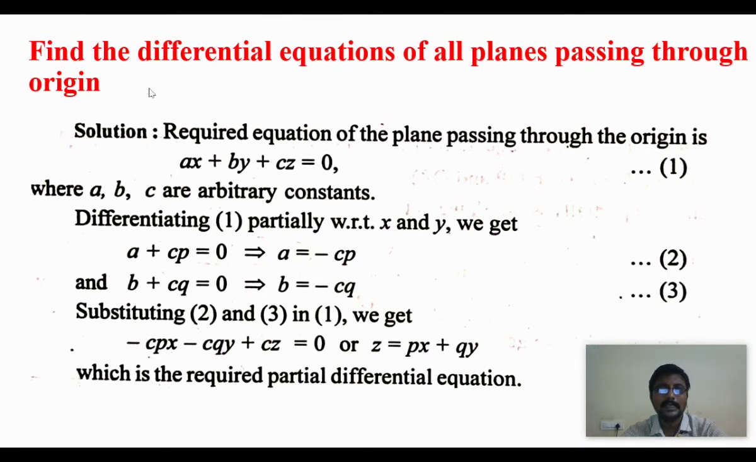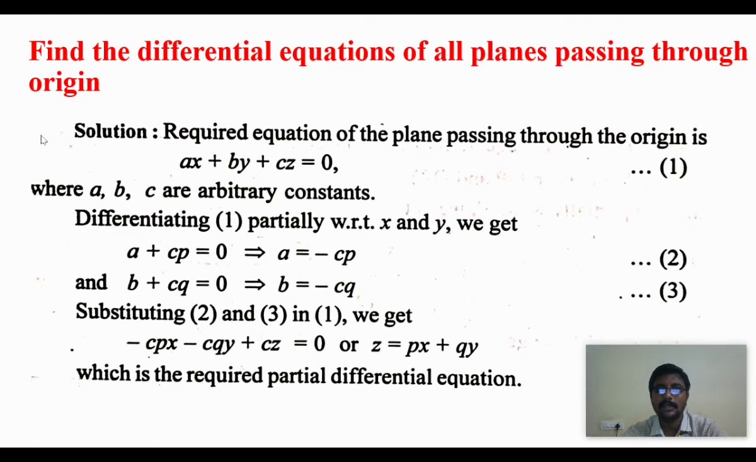For this sake, we have to differentiate partially with respect to x and with respect to y so that we can obtain two more equations. Ax derivative is a, by derivative is 0, cz derivative is cp, because we are differentiating partially with respect to x and keeping y as constant. So by derivative is 0, and for cz, c is constant and z derivative is dou z by dou x, that is p. So a equals negative cp.